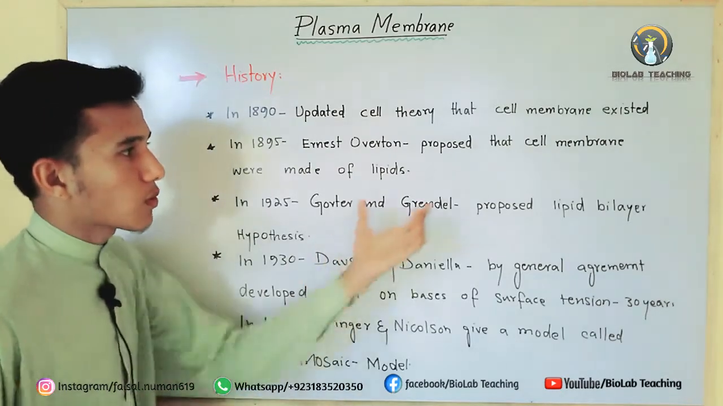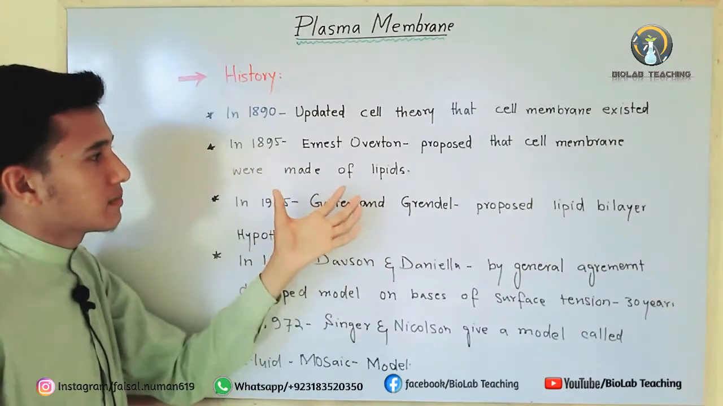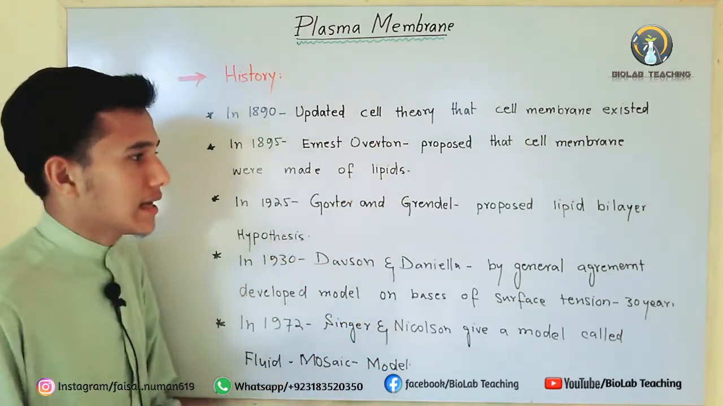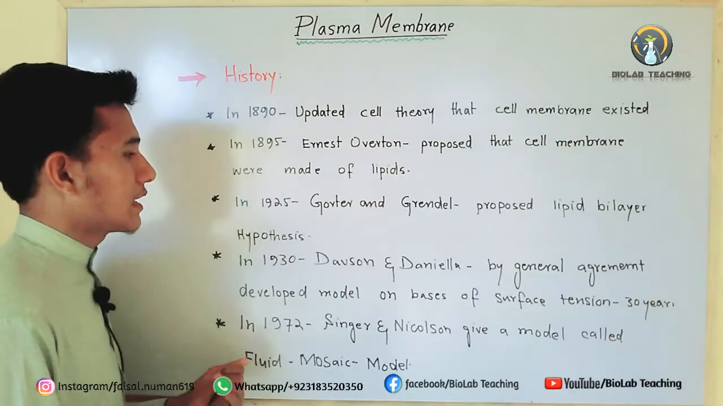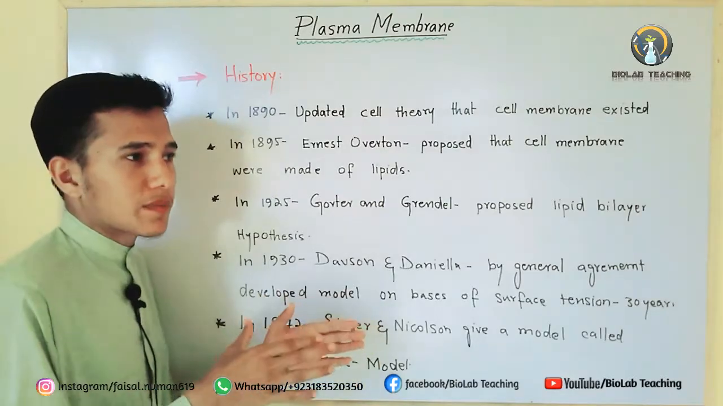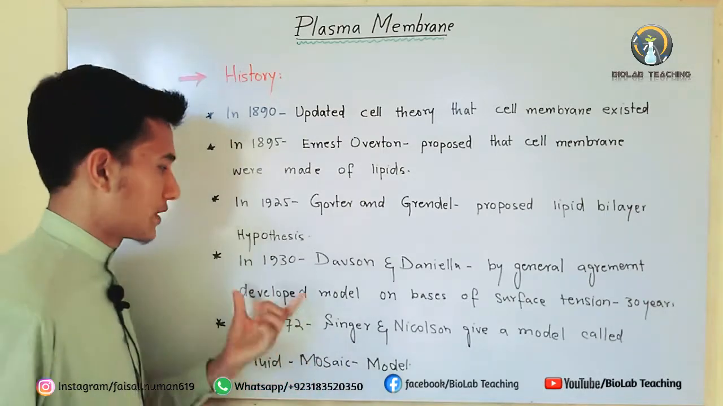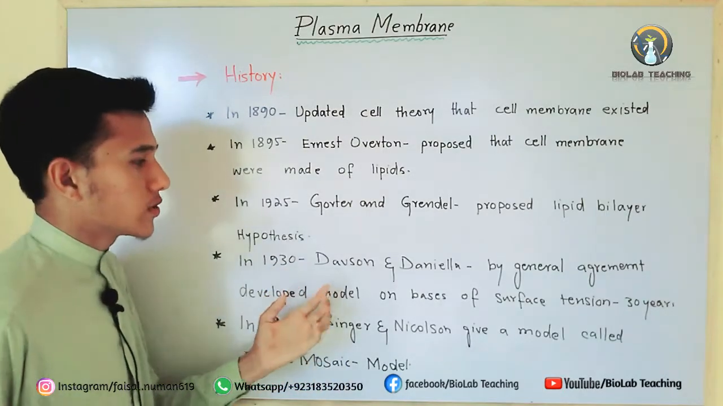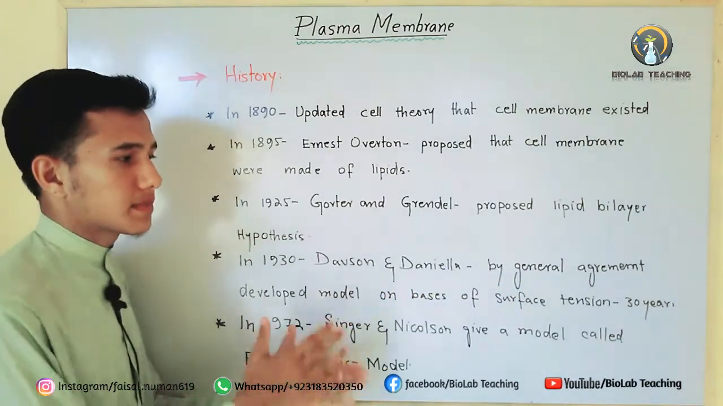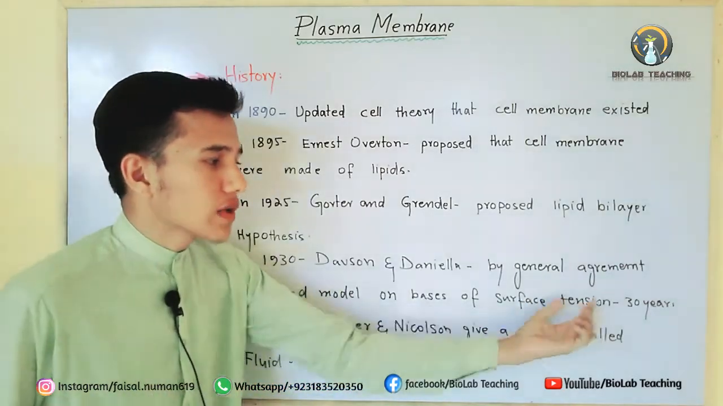In 1895, Ernest Overton proposed that the cell membrane was made of lipid. In 1925, Gorter and Grendel proposed the lipid bilayer hypothesis. They said that there is a double layer of lipid in the plasma membrane, meaning that the plasma membrane is a double layer of lipid. After this, in 1930, Davson and Danielli developed a model based on surface tension, and this model was followed for 30 years.